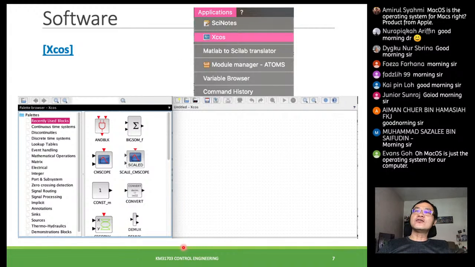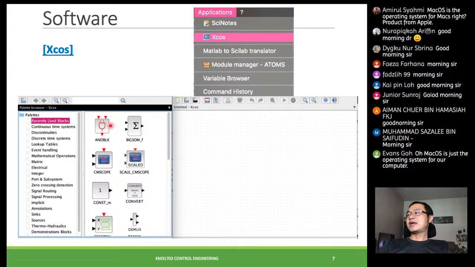Then we come to the software called Xcos, or on the MATLAB side it would be Simulink. This is a so-called visual or graphical interface. You just go to Scilab, then you look for Xcos. Then you will be presented with this palette, or browser, of those diagrams that you can use.